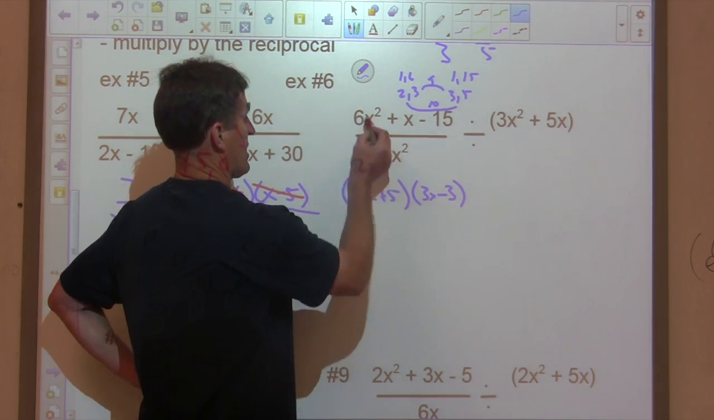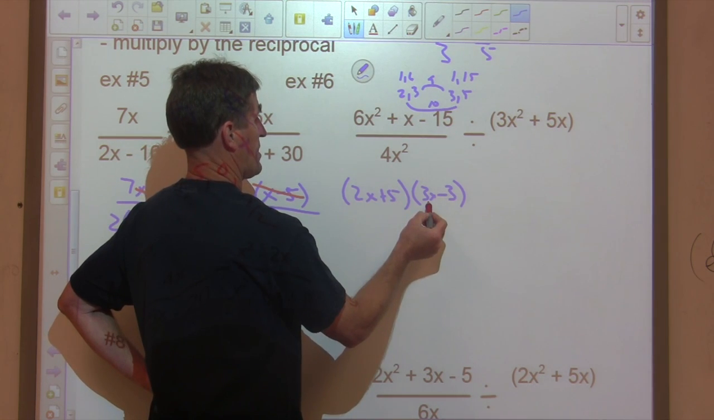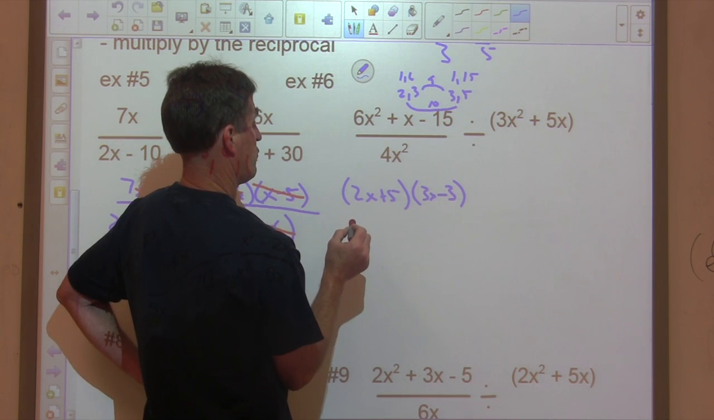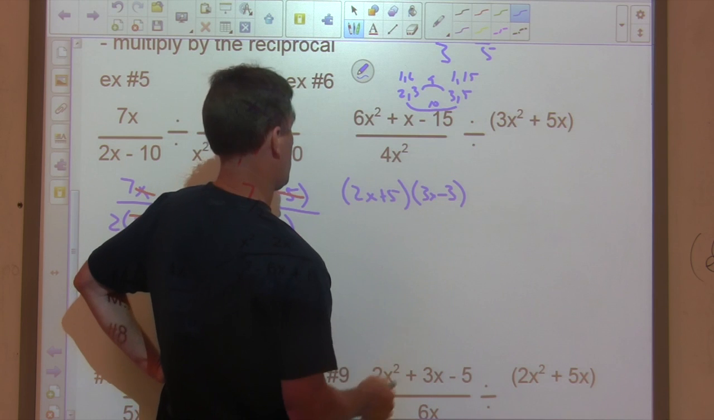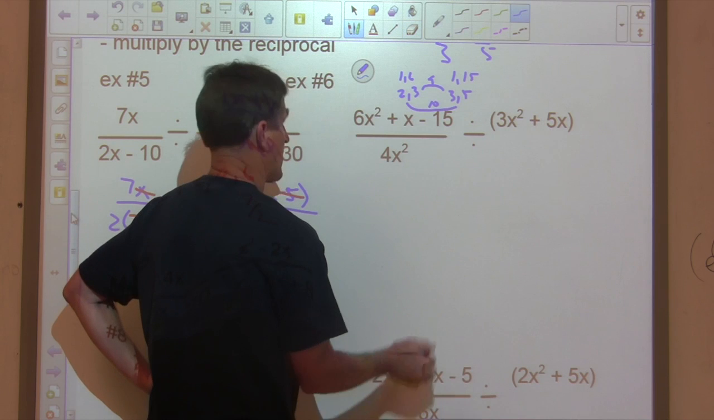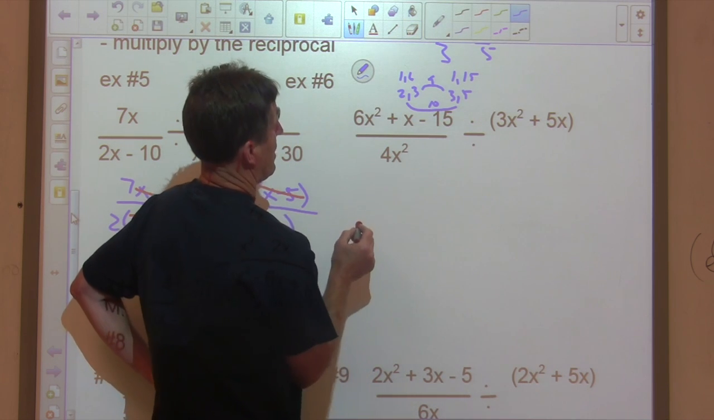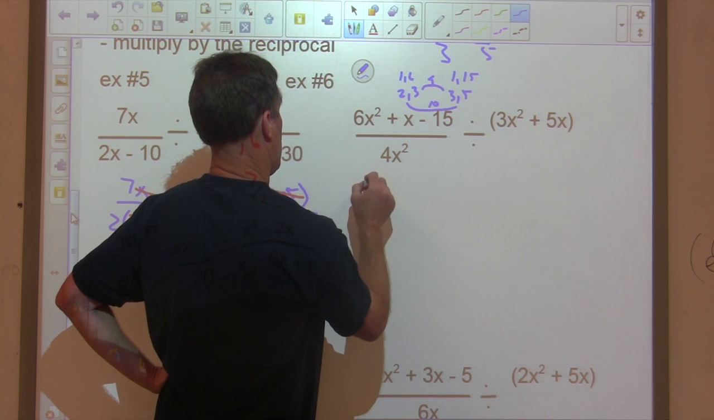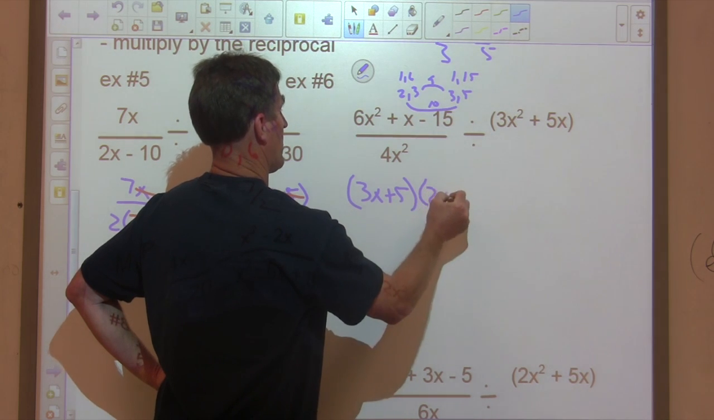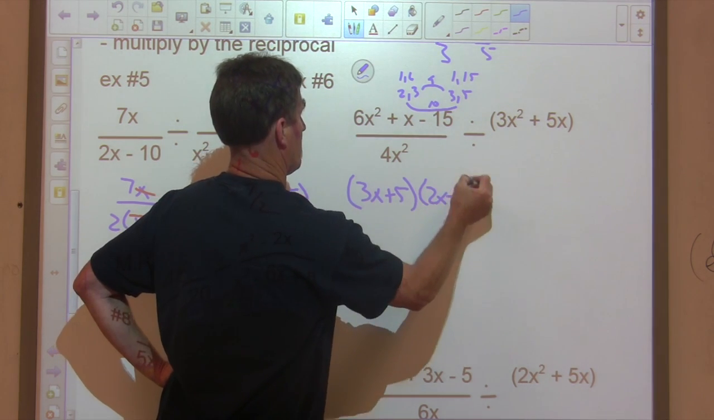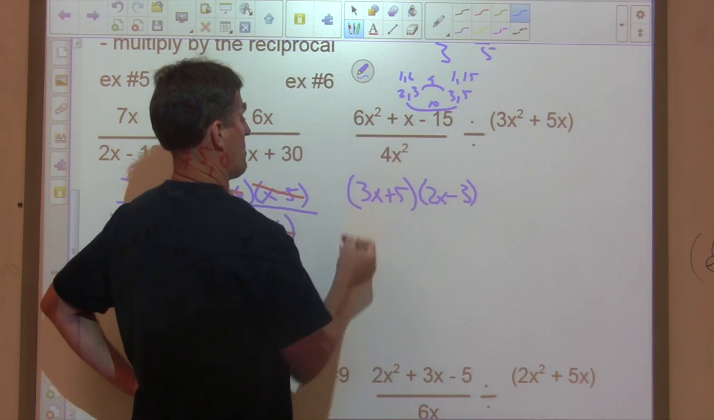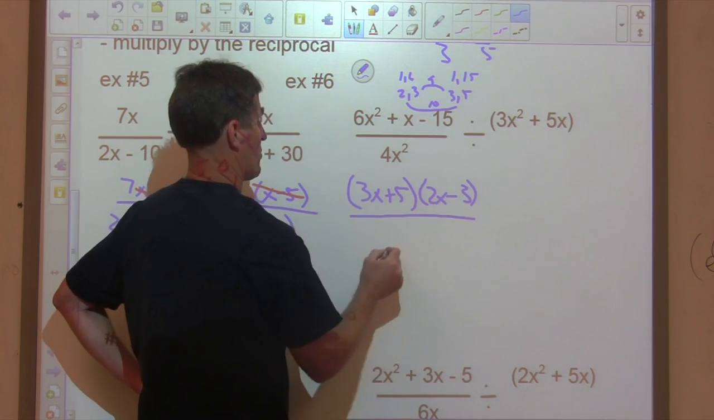But always check it. 6x squared, negative 9 plus 15, that's not. Oh, sorry, this should be a 3x plus 5. 9, 10, oh, okay. So a 3x plus 5 and a 2x minus 3. Let's check that. So 6x squared, yes. Minus 9 plus 10 is a plus 1, minus 15. So that's why it's good to check.